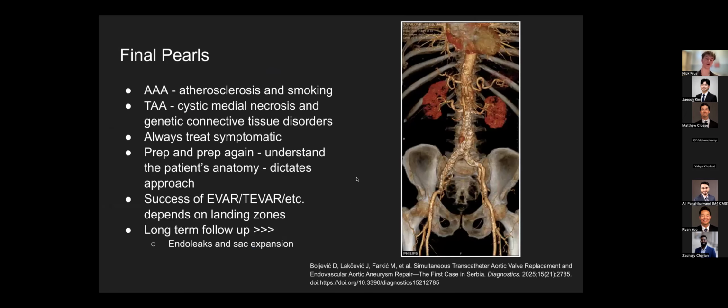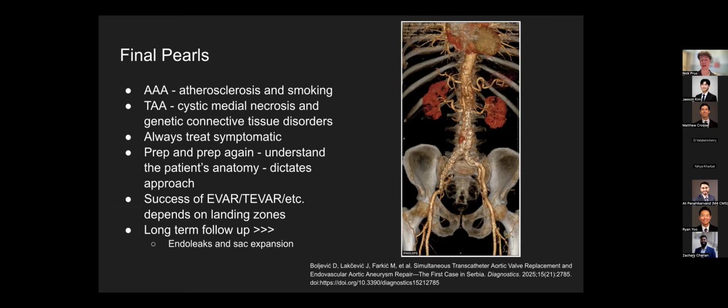And then I just want to finish off with some final high-yield pearls. So AAAs likely occur due to atherosclerosis and smoking, while thoracic aortic aneurysms occur due to cystic medial necrosis and genetic connective tissue disorders. I mentioned how the cells comprising these regions are different both in the ascending aorta and descending aorta and distal to that as well.